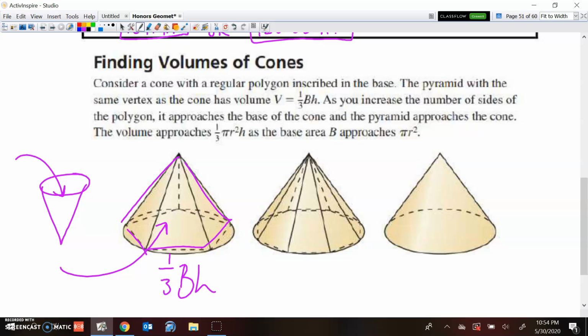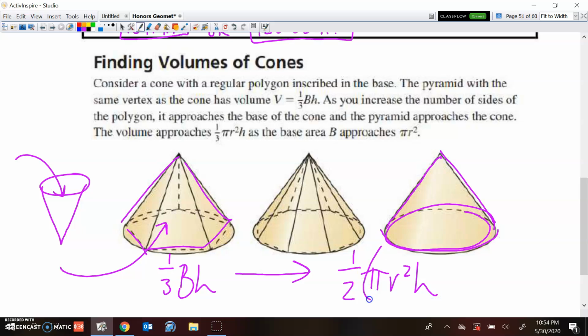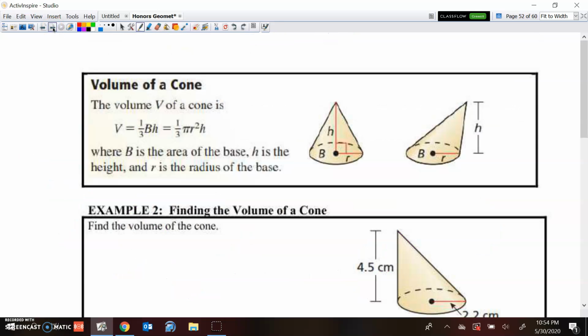Now as we add more and more sides to that pyramid, it starts to take on this curvature that almost creates a circle. Not exactly, but that's somewhat of an example of why the formula is going to turn into 1/3 pi r squared h. So instead of capital B, it's pi r squared, which is the area of our base. Essentially it's the same thing, just a little more spelled out.